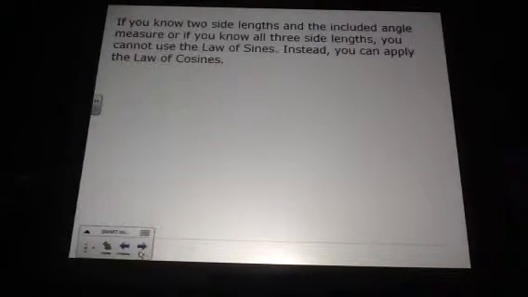Alright guys, we're going to finish 8-5 and today we're going to talk about the law of cosines. If you know two side lengths and the included angle measure, or if you know all three side lengths, you cannot use the law of sines. You must use the law of cosines.